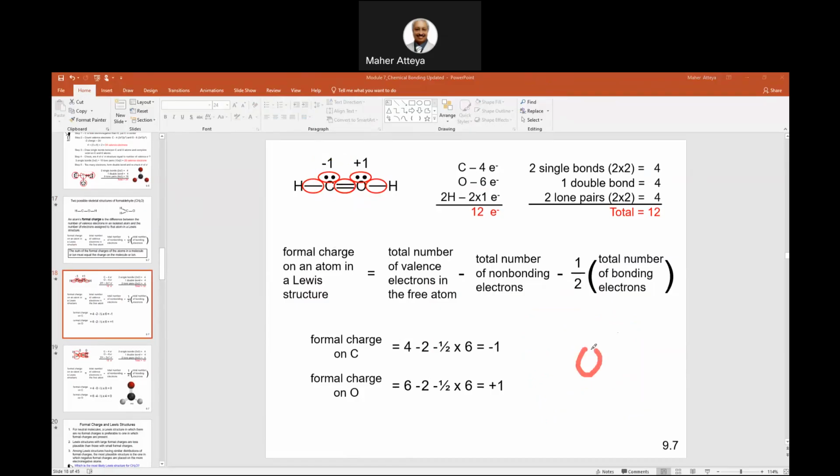Oxygen here is connected to here, 1 here, and 2 here. Total is 6, correct? But on it, how many do we have? 2 on the top, 2 on the side, correct? Connected to carbon, and this is connected to hydrogen. So oxygen has actually 5. 6 minus 5 is plus 1. Did I do all this calculation? No. Right? So let me do another one for you.